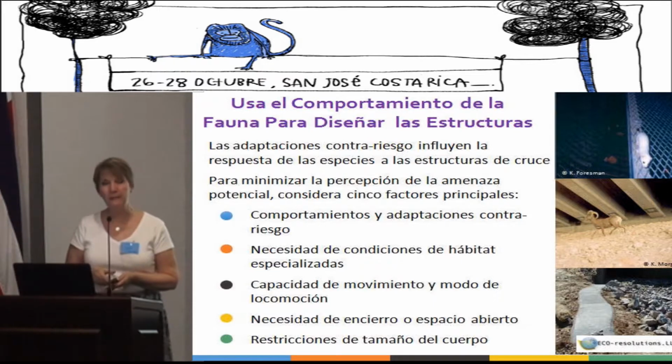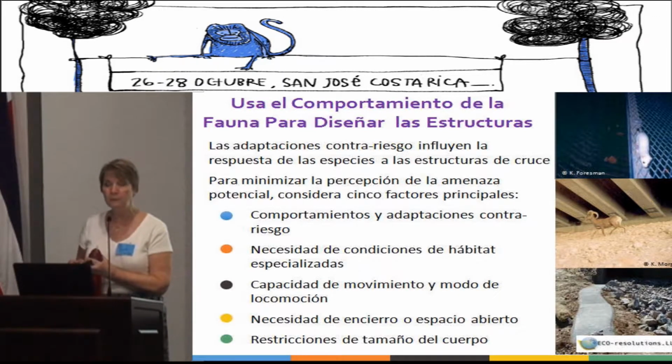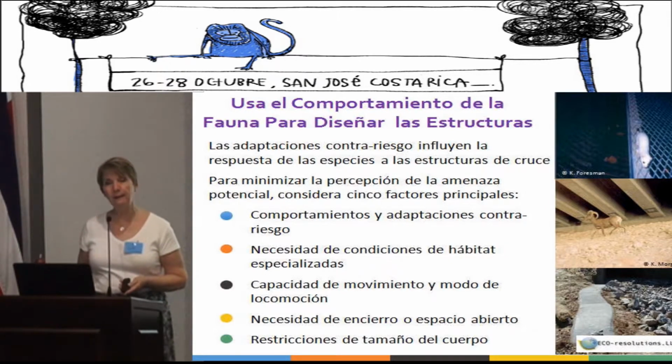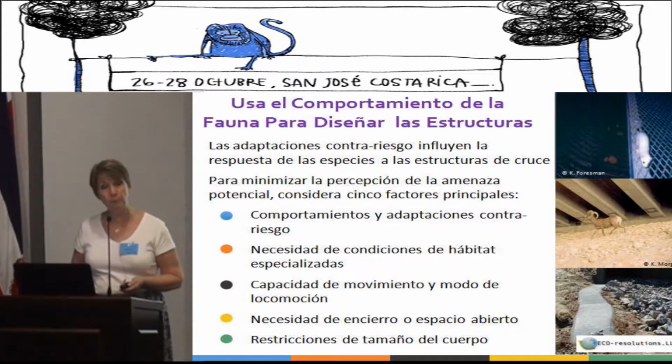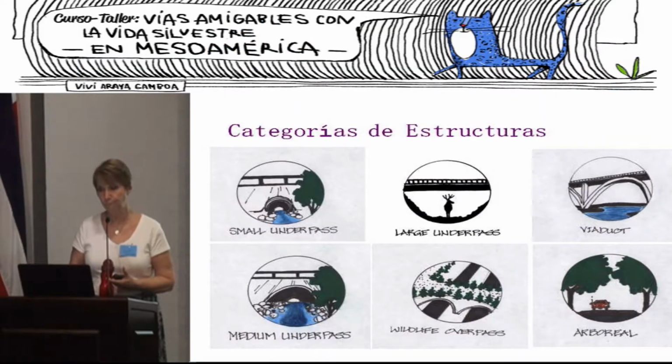So we also need to take into account the conditions that are necessary for certain habitat specialists. And certainly we need to pay attention to their mode of movement, how fast they travel, what way they travel, what they like to travel by, next to, whether they like open spaces or whether they are comfortable with enclosure. In fact, whether they prefer closure. Some type of covering, and any restrictions that they have based on their bodies.